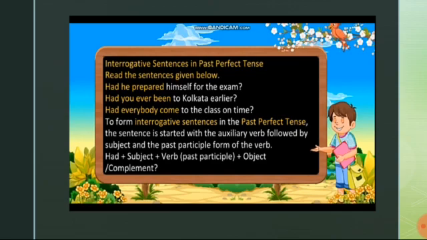Now, an interrogative is formed. So here it will start with the auxiliary verb had, then the subject, then the verb, then the object. You can see the example. Had he prepared himself for the exam? Had you ever been to Kolkata earlier? Had everybody come to the class on time? So here see, in interrogative form, the auxiliary verb had is used first, then the subject, and then the verb in past participle form. Clear?